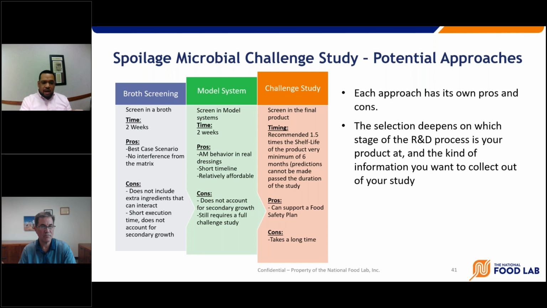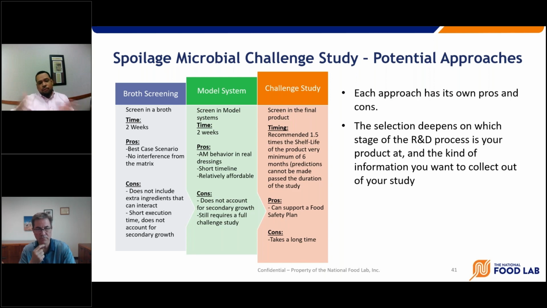So you basically spike known amounts of your target microorganisms into a broth, and you apply your antimicrobial. This is the best case scenario because you won't have any interference from your product matrix, but the con is this will not include those extra ingredients. You don't know how it's going to perform in a more realistic scenario. The advantage is it has a short execution time but doesn't account for secondary growth.